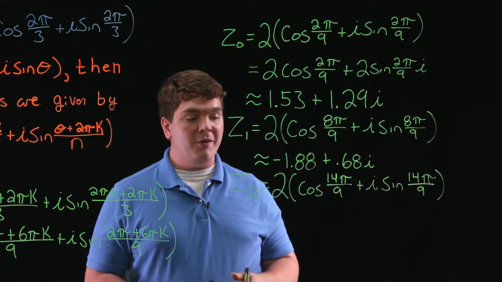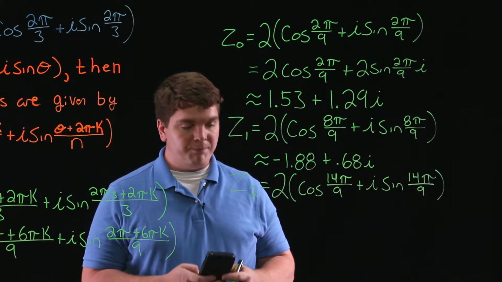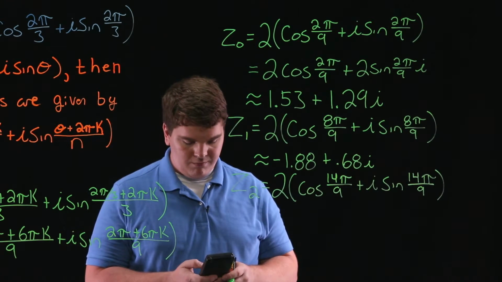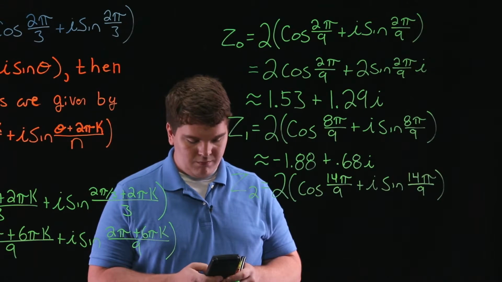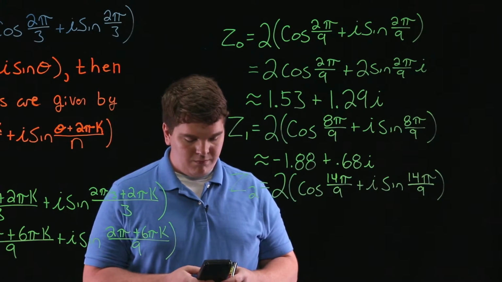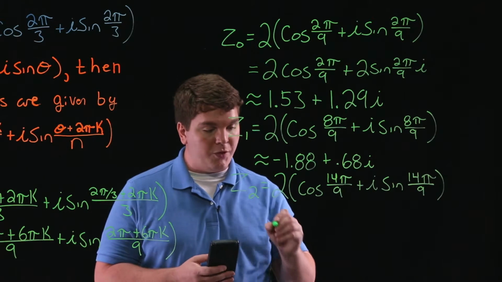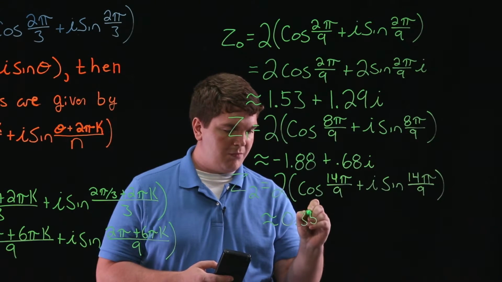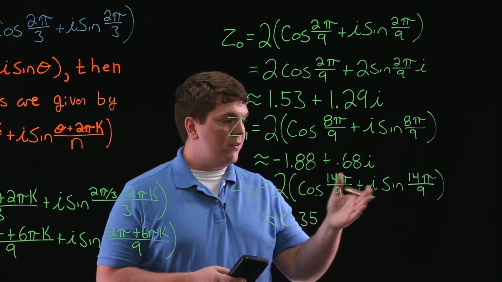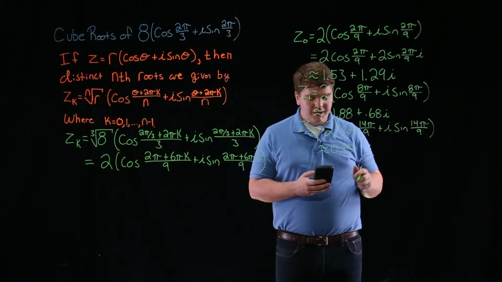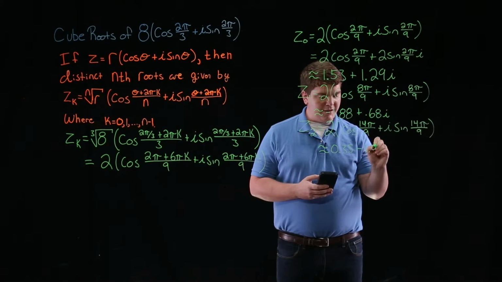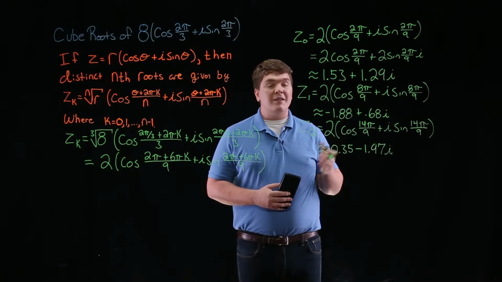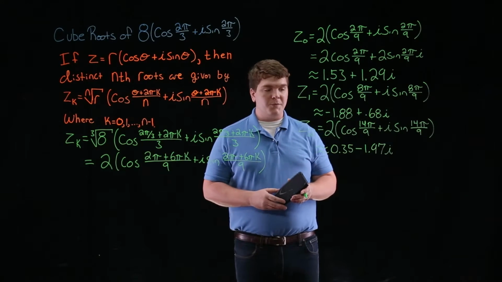Now again, using the distributive property, we can find this in standard form. So first, we'll look for 2 times cosine of 14 pi divided by 9, which is approximately 0.35. And 2 times sine of 14 pi divided by 9 is approximately negative 1.97. So there we have the trigonometric forms as well as the standard forms of each of the roots.